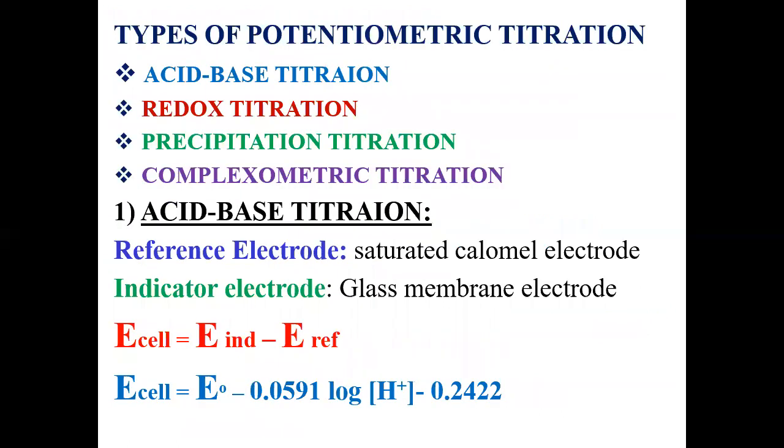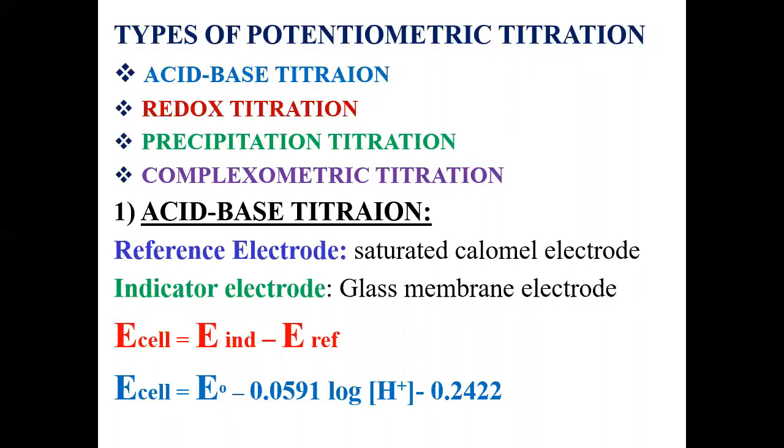Today, in this lecture, we are going to discuss the different types of potentiometric titrations. So today our discussion topic is different types of potentiometric titrations. There are four different types of potentiometric titrations. First one is acid-base titration, second one is redox titration, third type is the precipitation titration, and fourth type is the complexometric titration. So these are the different types of potentiometric titrations.